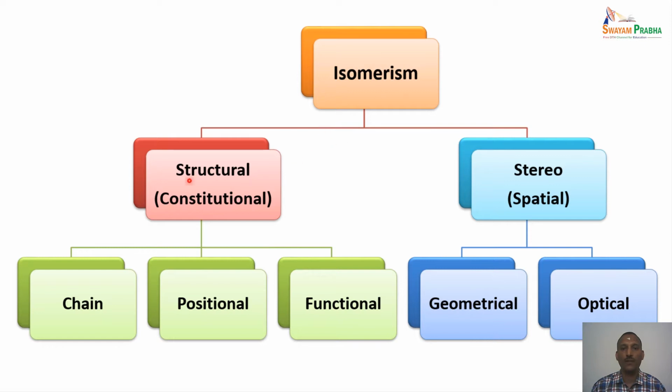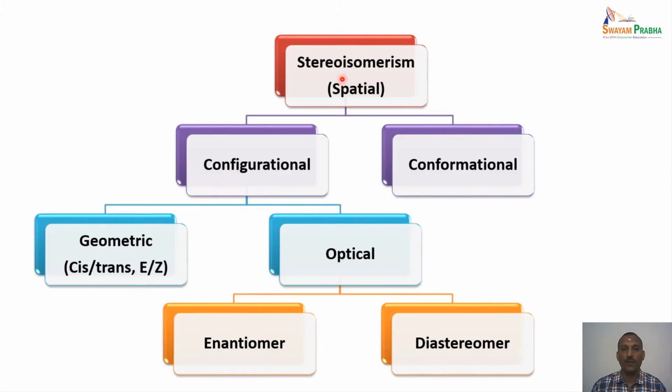So broadly we have structural isomers, or the constitutional isomers, and the second one is the stereoisomers, or the spatial isomers. The structural isomers can be further classified into chain isomers, positional isomers, and functional isomers. Stereoisomers are generally classified into geometrical isomers and optical isomers. When we talk about configurational isomers, they are actually geometric isomers and optical isomers. And the second major class is conformational isomers.